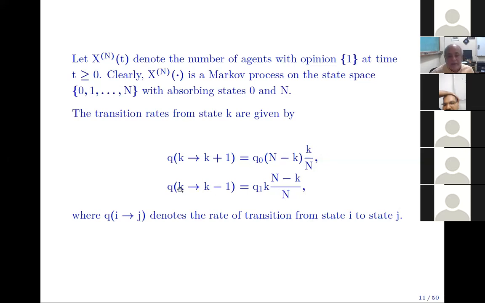And similarly, you can go from k to k minus 1. That means, again, that it must be a 1 which is changing to 0. A 1 changing to 0 has probability Q1. The number of people with opinion 1 is k, and this person must be sampling from the zeros, which has probability n minus k over n, because n minus k are the agents with opinion 0. So these are the transition rates, and 1 minus this whole entire thing is the probability that it remains at k.